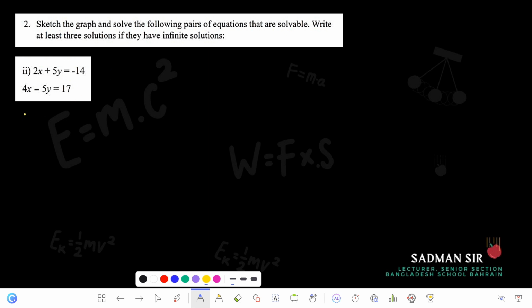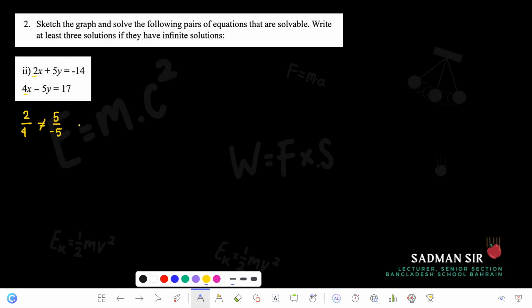So we know that in order to do that, we need to check the coefficient of x and y. The coefficient of x here in the first equation is 2, and in the second equation it is 4. So 2 by 4, and here we can see 5 by minus 5, 5 divided by minus 5. Definitely they are not equal to each other, because if you reduce, 2 ones are 2, 2 twos are 4, so 1 by 2, and 5 by minus 5 will give us minus 1.